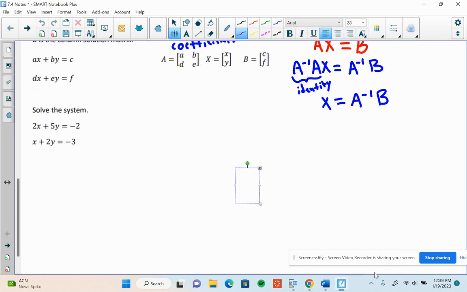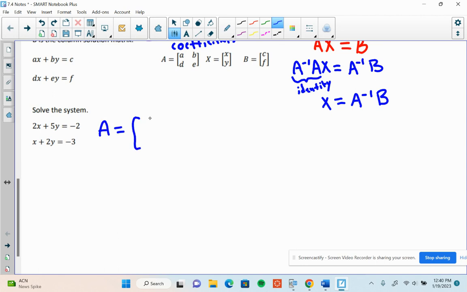So here we go. Our matrix A, let's write down what our coefficient matrix is. So we have the coefficients of X and Y in the first equation, coefficients of X and Y from the second equation. That's the coefficient matrix. So in the first column, you have the coefficients of X. These are the coefficients of Y. So we call it the coefficient matrix.